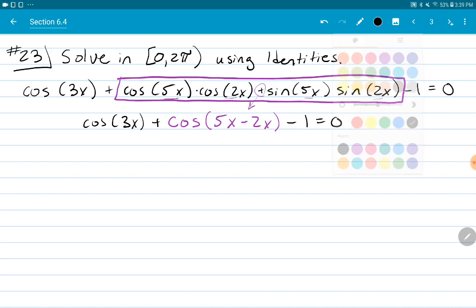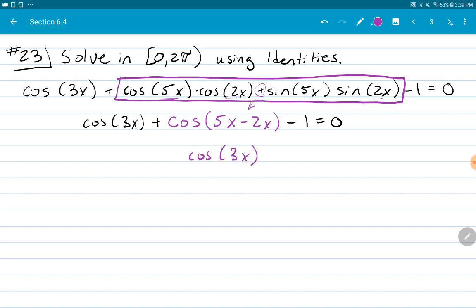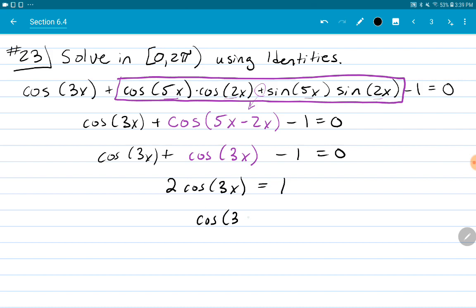And the beauty of that subtraction then is that this 5x minus 2x becomes cosine of 3x, which will then combine and be like terms with this cosine of 3x. Still have that minus 1 equals 0. So now I have cosine of 3x plus cosine of 3x is 2 times cosine of 3x. Those are like terms. And I can add 1 to both sides to give me that equals 1, and dividing both sides by 2 gives me cosine of 3x equals 1/2.